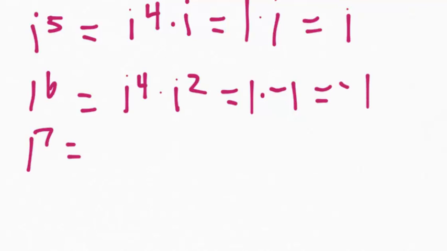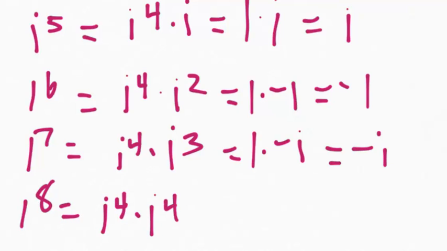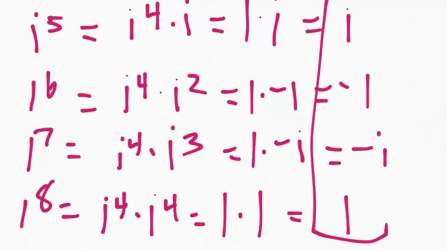i to the seventh is i to the fourth times i cubed. Well, i to the fourth was 1. i cubed, as we found from last time, rewind if you forgot, was negative i. 1 times negative i is negative i. And i to the eighth would be i to the fourth times i to the fourth. i to the fourth was 1, so 1 times 1 equals 1. These four values will keep repeating over and over no matter what the exponent on the i. That'll go i, negative 1, negative i, 1, and it just keeps repeating over and over again.